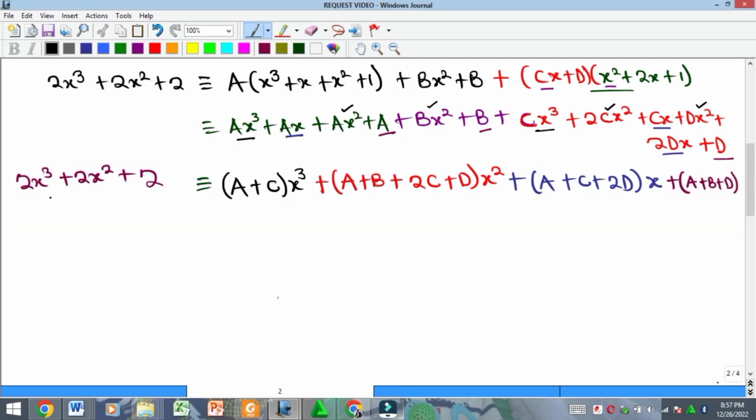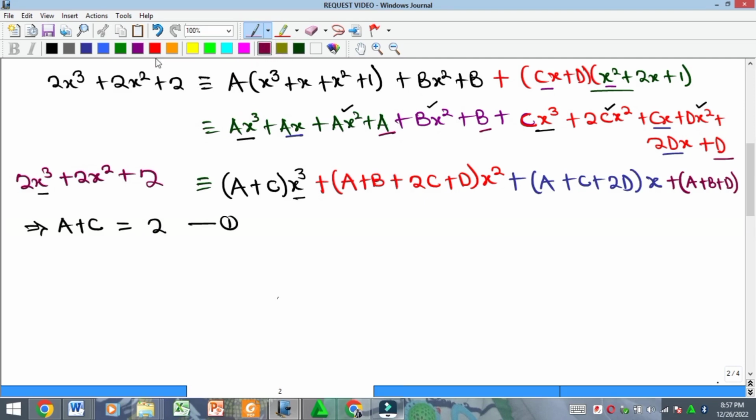That means the coefficient of s cubed must be equal to the coefficient of s cubed on both sides. So let's begin with that. What it implies is that a plus c, which is the coefficient of s cubed here, must be equal to 2. I can call this equation 1.